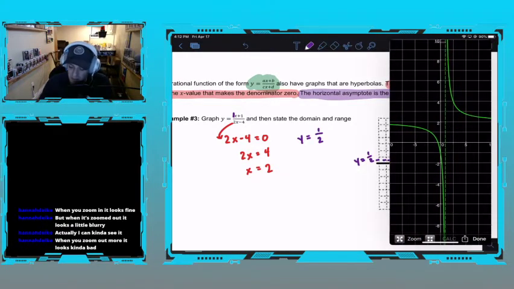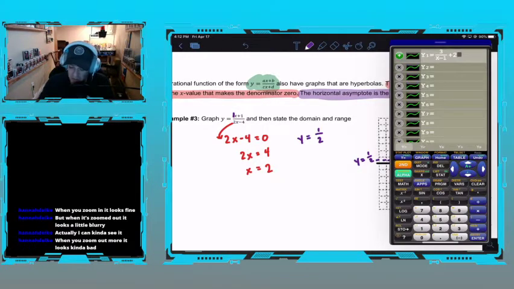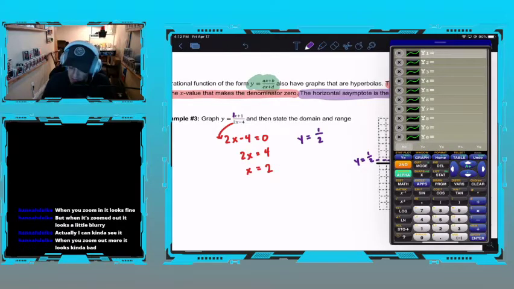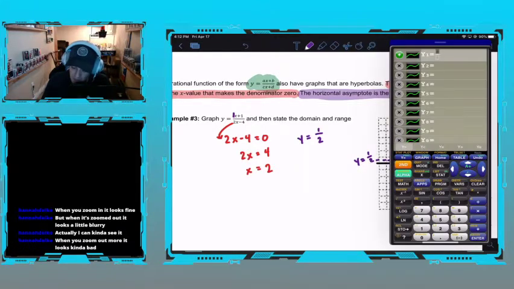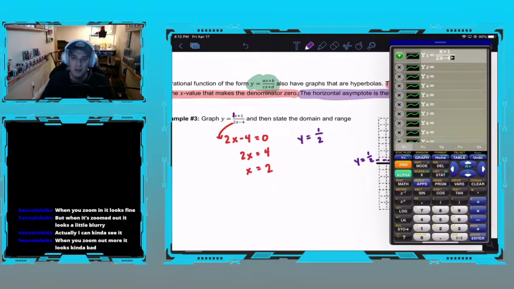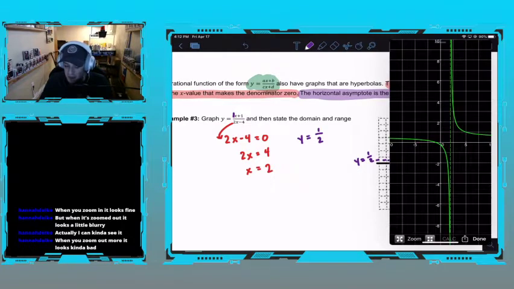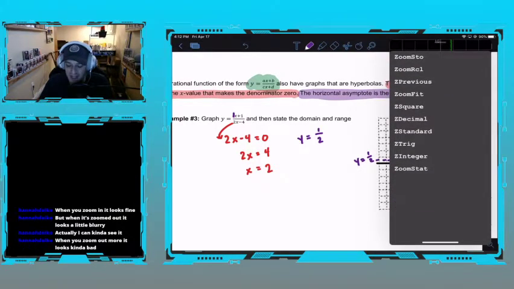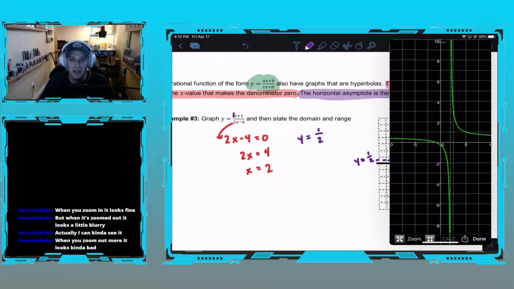And now I'm just going to type that function right into y equals and then graph it. So the top was just x plus 1, and then the bottom was 2x minus 4. Once I type it in, I'm just going to hit graph. If you're not seeing the whole graph, just remember you have to hit the zoom button, and then you go down to Z standard, and that will take you back to your main screen.